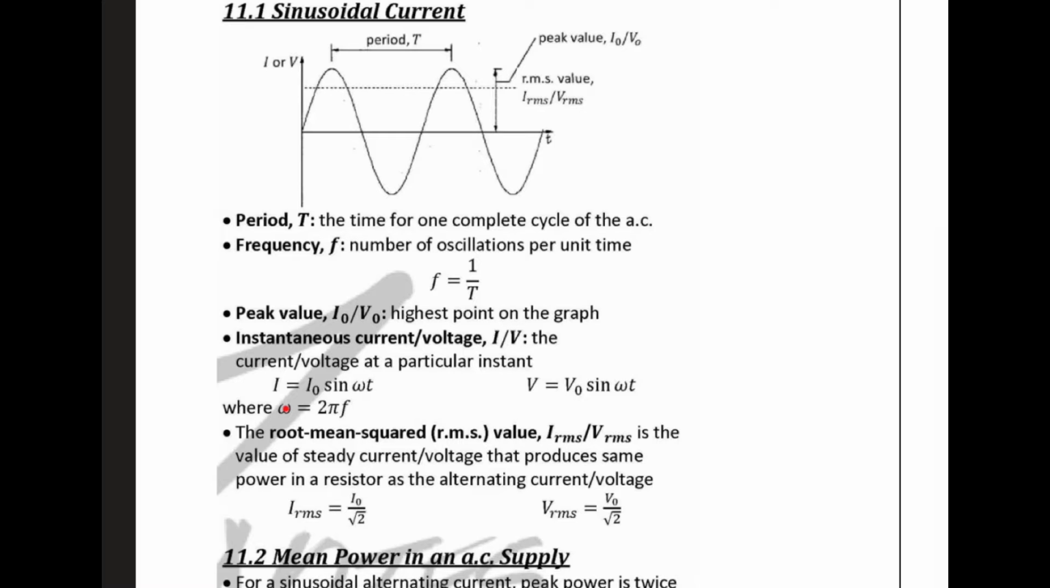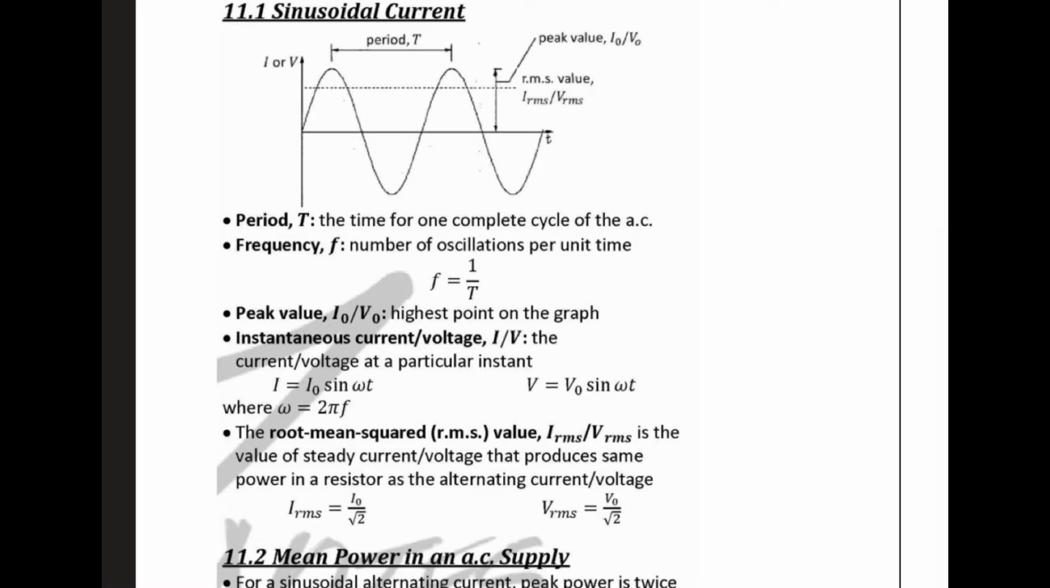The formula is omega equal to 2 pi f. Of course, we have another version for voltage: V equal to V naught sine omega t. If the graph is a sine graph, then you can use this, and the omega is again 2 pi f. So how do we use these two formulas?